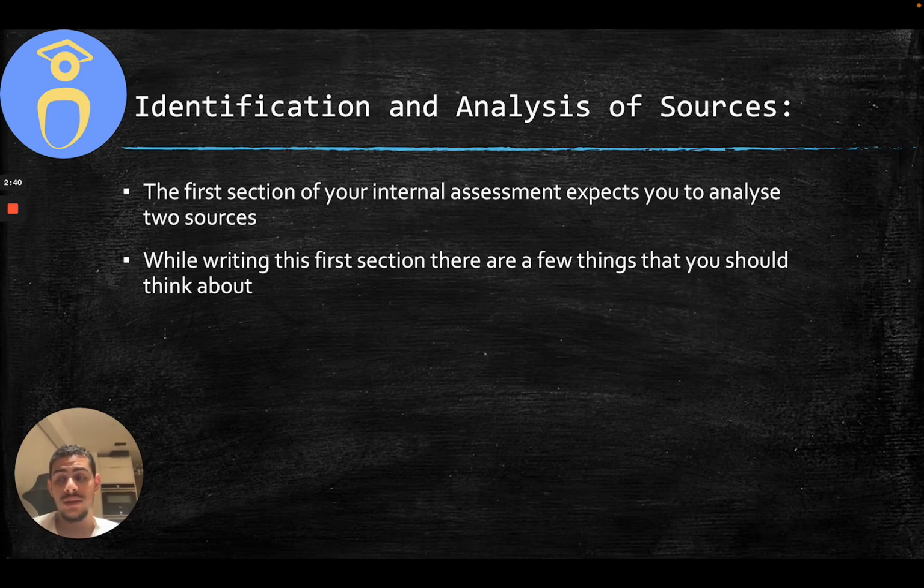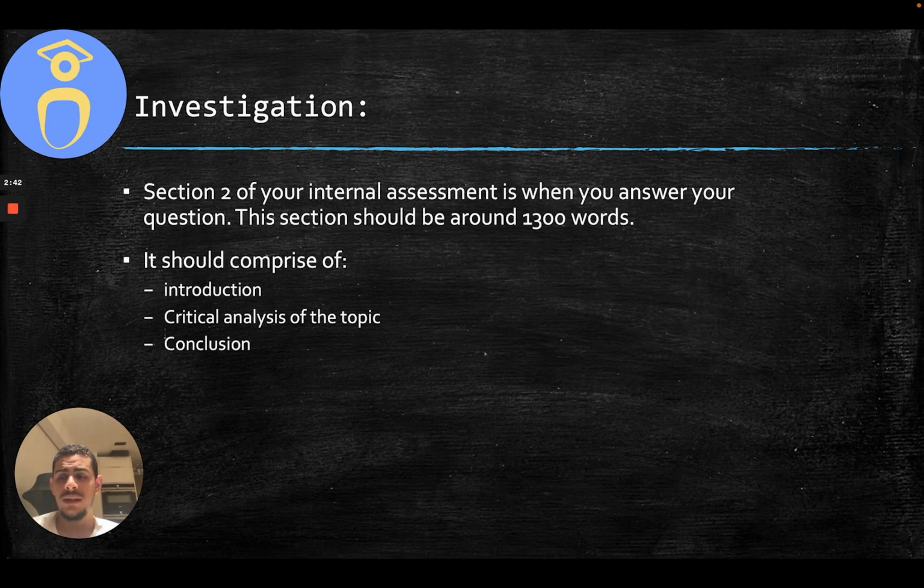The second section is the investigation. Now, this section should be around 1,300 words, and it's worth 15 marks. This is the biggest chunk of your entire internal assessment. This section should basically be structured the same way you would structure any other history IA. So, an introduction, critical analysis of the topic, and a conclusion.